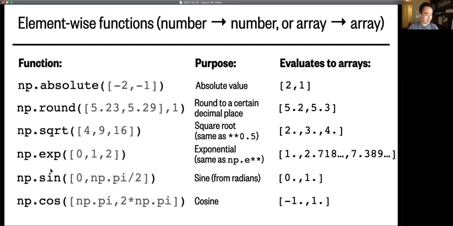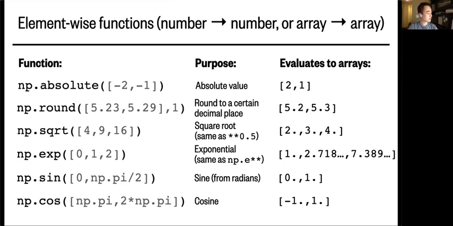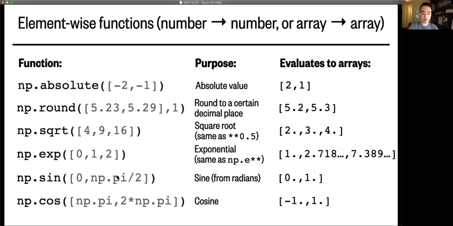And then lastly, there are these sine and cosine functions, as well as a host of other trigonometric functions that I haven't listed here, which take in a number or an array of angles. And these are specified in radians rather than degrees.